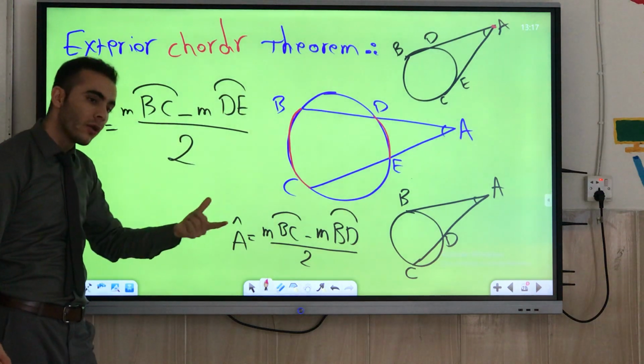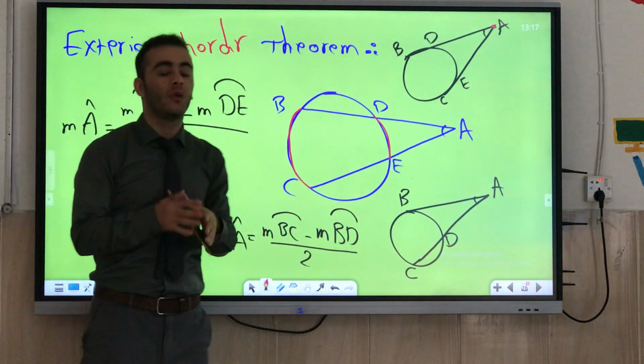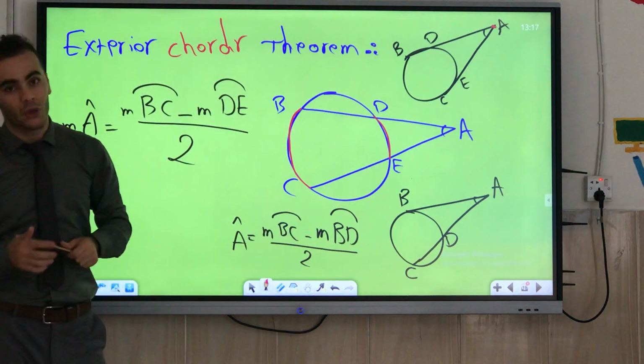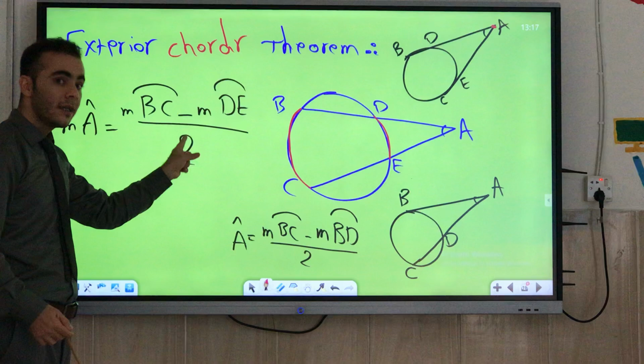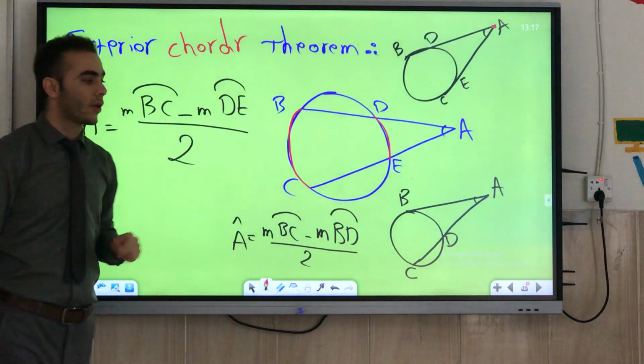Remember, in the interior chords theorem, we divided by 2. In exterior, we also are going to divide by 2. But remember, in interior, we will add, but in exterior, we will subtract.